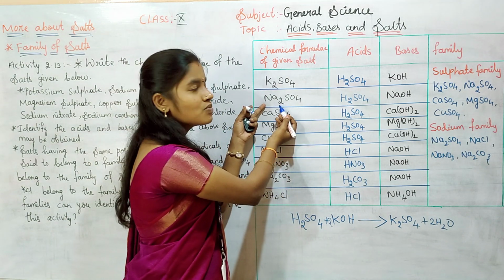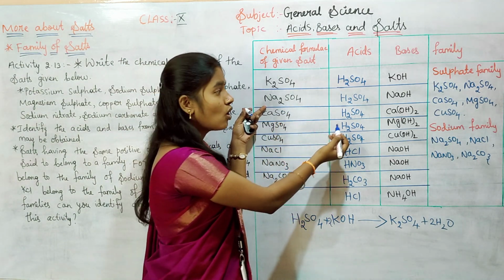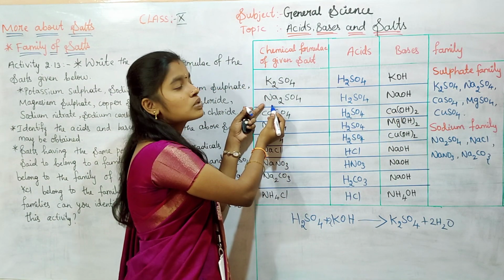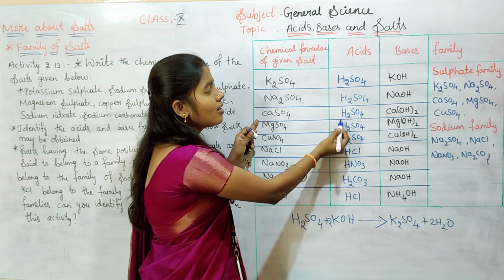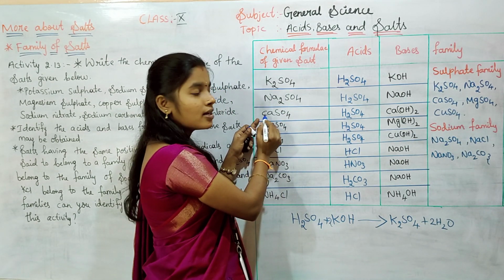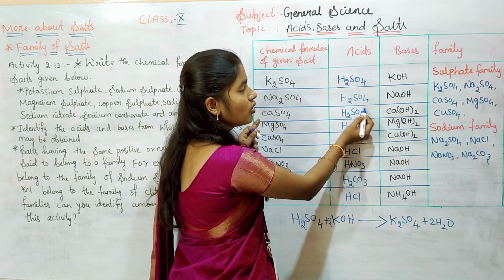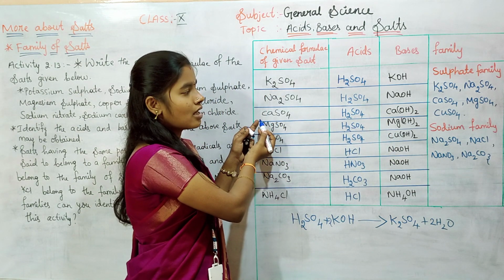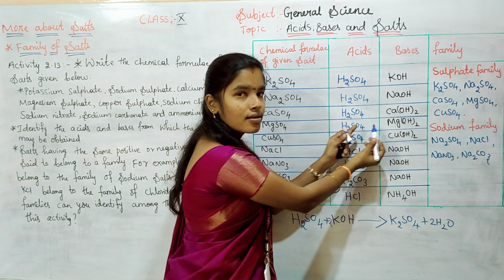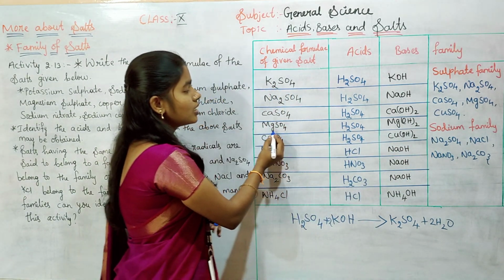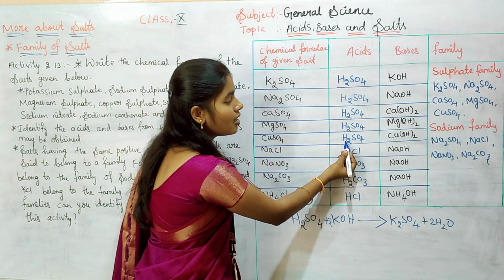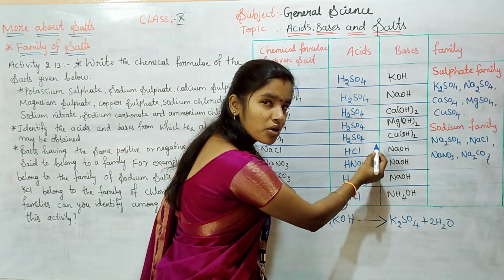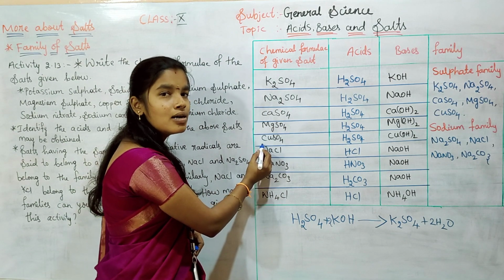Next one is sodium sulfate. Sodium sulfate, acid and base what? Sulfuric acid reacts with sodium hydroxide, we will get sodium sulfate plus water. And next one is calcium sulfate. Calcium sulfate, acid is what? Sulfuric acid reacts with calcium hydroxide, we will get calcium sulfate. And next, sulfuric acid reacts with magnesium hydroxide, we will get magnesium sulfate. And next, copper sulfate. Sulfuric acid reacts with copper hydroxide, we will get copper sulfate.